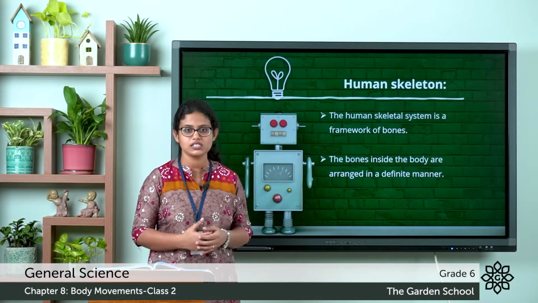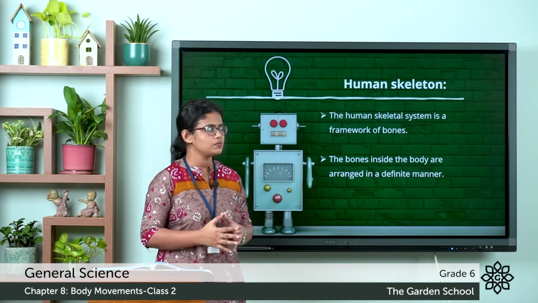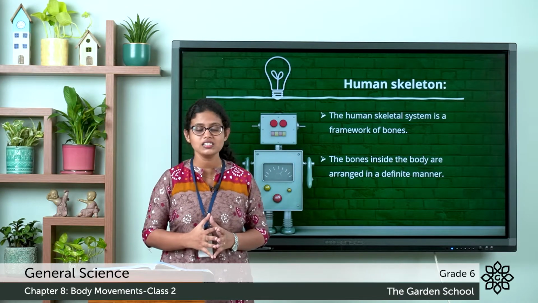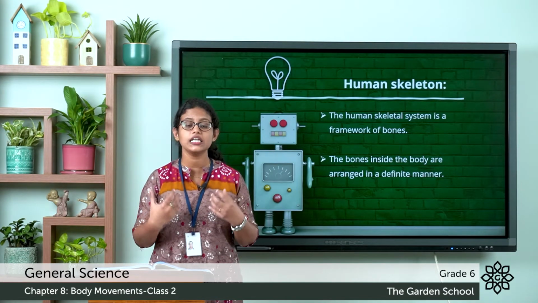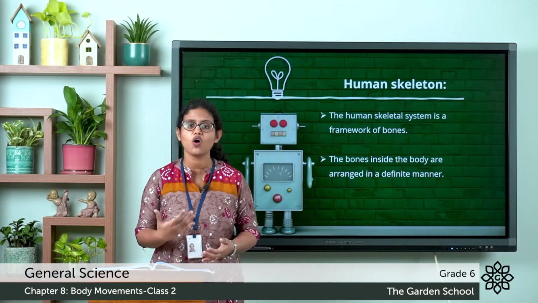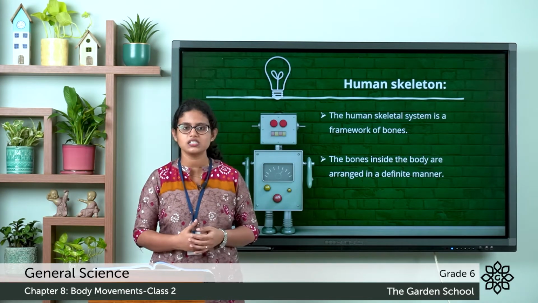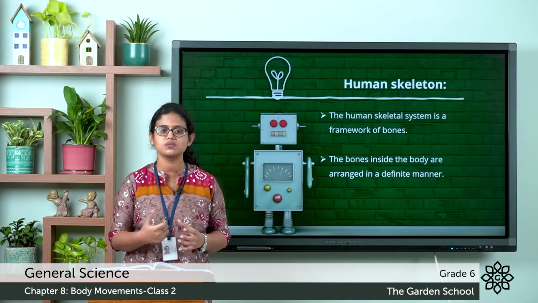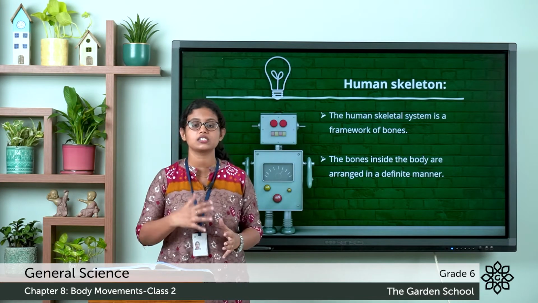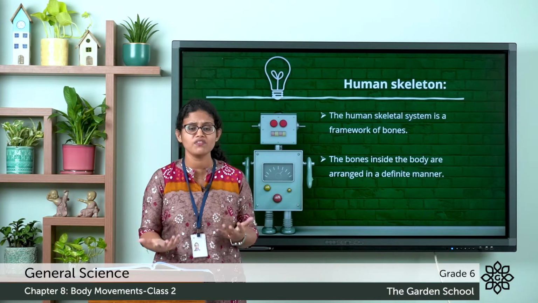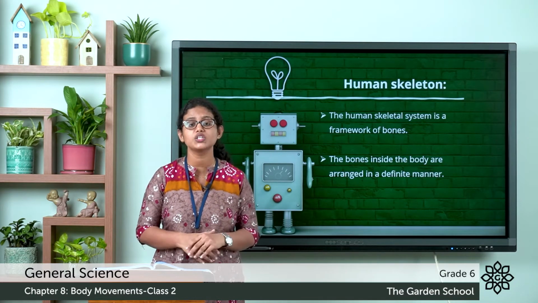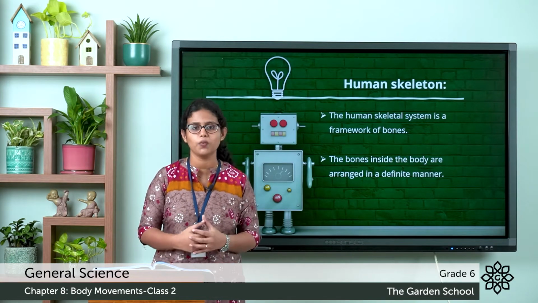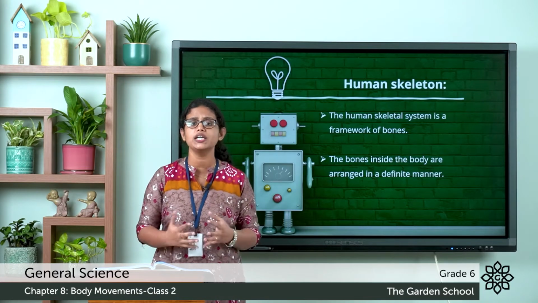So what is skeletal system? The human skeletal system is a framework of bones. As we have discussed in the last class, the human body has an internal skeleton that is made up of bones and cartilages. Cartilages means the connective tissue that is present in our body. If we have no bones in our body, it looks shapeless. So it is the skeletal system that gives structure to our body. It gives shape to the body.